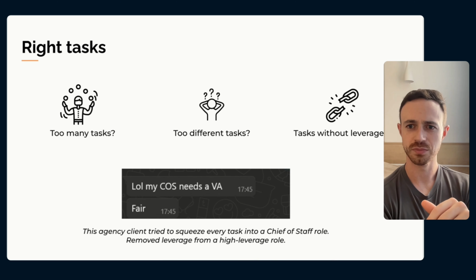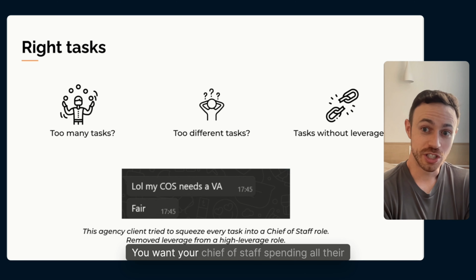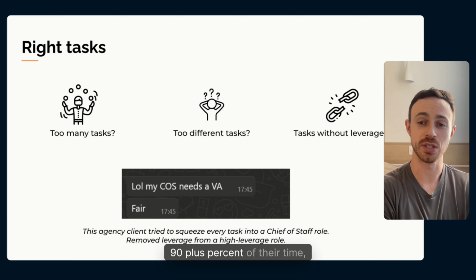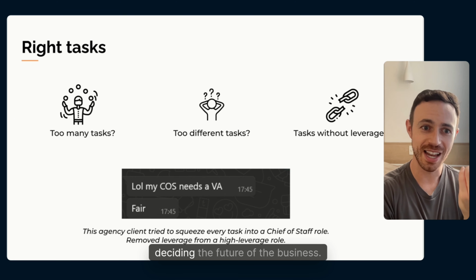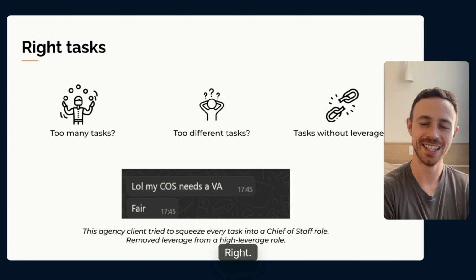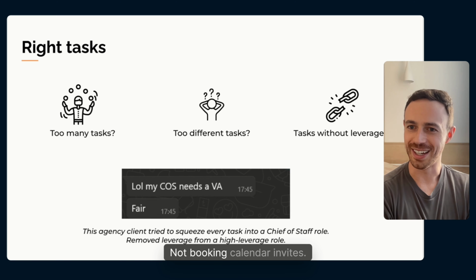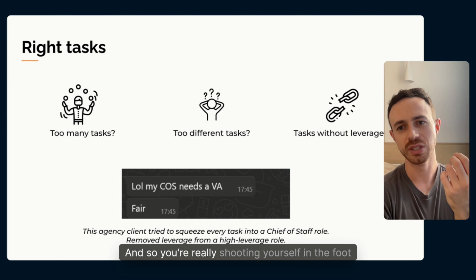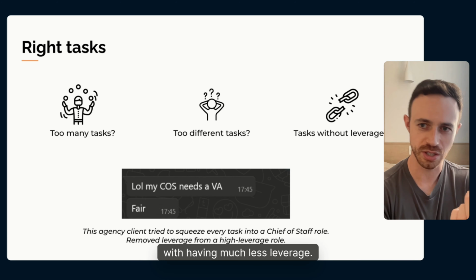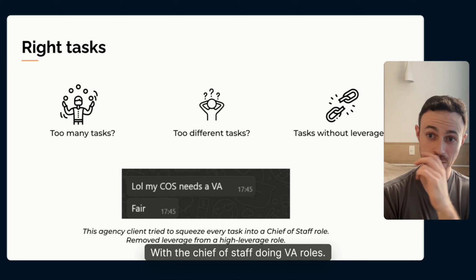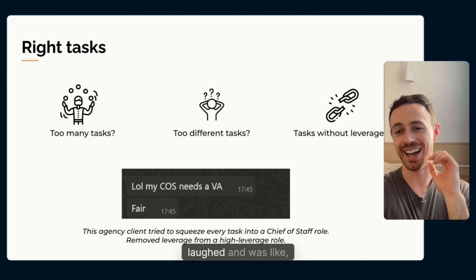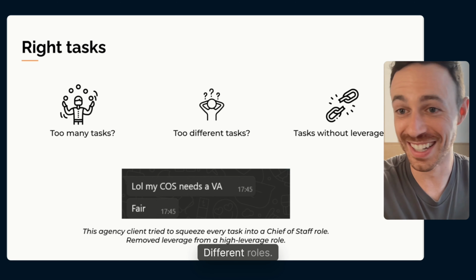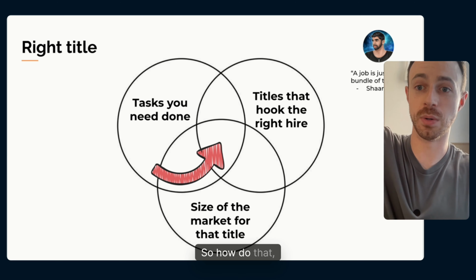But let's say they do, right? You want your chief of staff spending all their time, 90+% of their time, deciding the future of the business, right? Not booking calendar invites. You can do that for a much cheaper cost. And so you're really shooting yourself in the foot with having much less leverage with the chief of staff doing VA roles. So in this case, I laughed and was like, hey, your chief of staff needs a VA. Different roles. Cool.